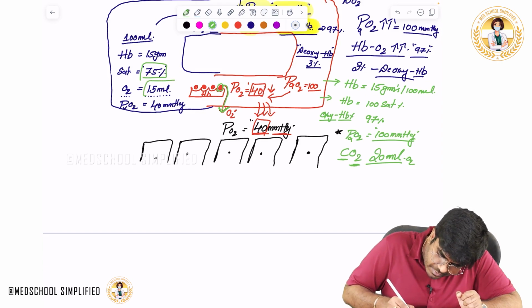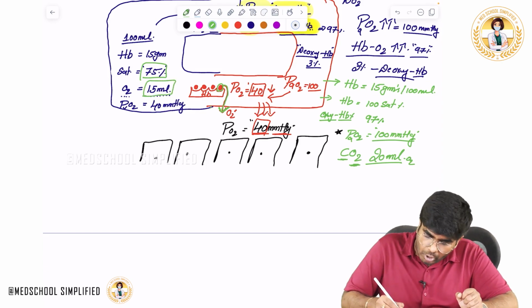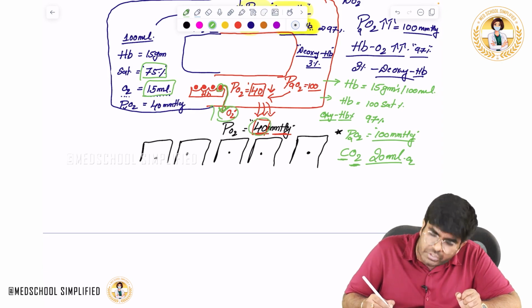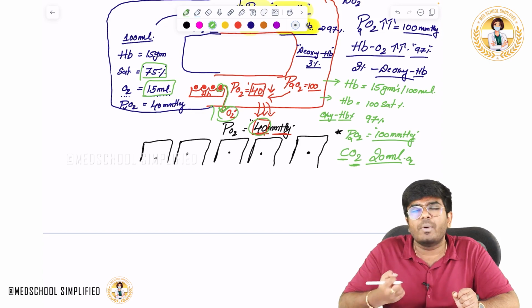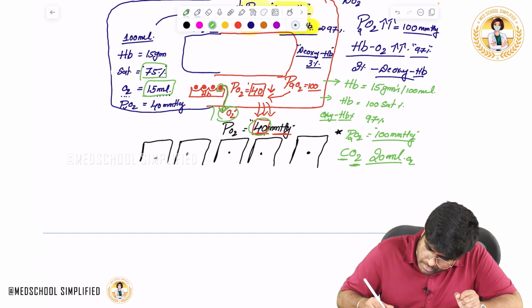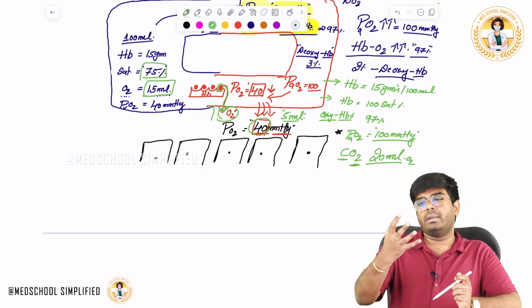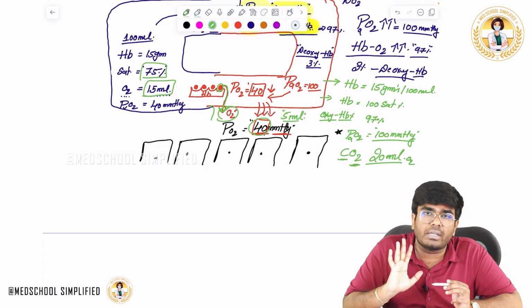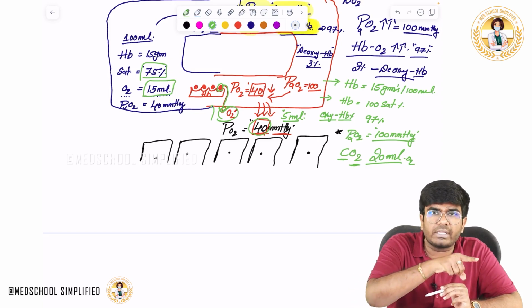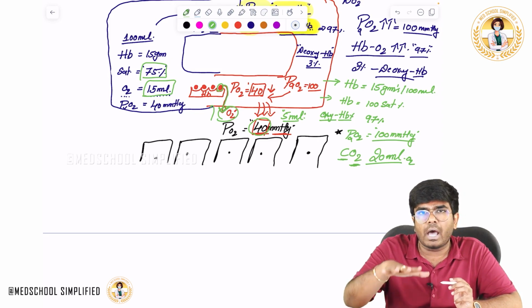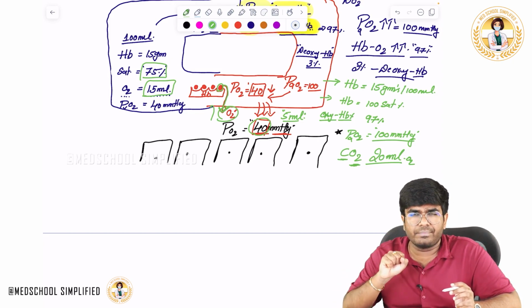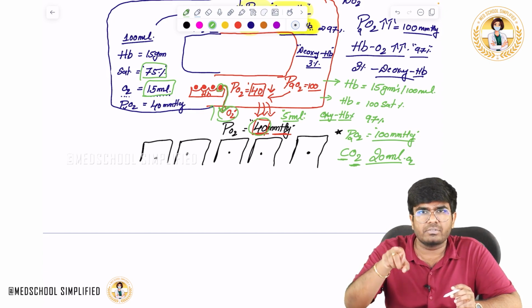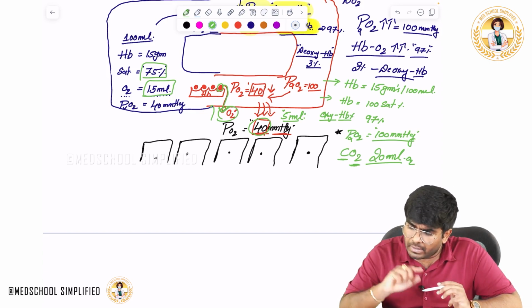How much oxygen is present in the venous blood? 15 ml. So how much oxygen will be taken by the tissues every minute? 5 ml. 5 ml of oxygen will be taken by your tissues from 100 ml of arterial blood. If 100 ml of arterial blood is going like this, how much will they take? 5 ml of oxygen.